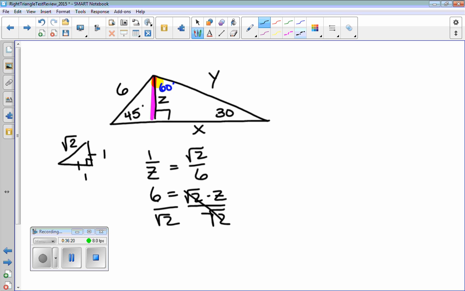That's fine. Now, if I wanted your answer in reduced radical form, could I leave it like that? No. But I'll do that at the end. Is that okay? I'm going to leave it like that for now. Okay, so this is 6 divided by radical 2. How does it help me find x and y?